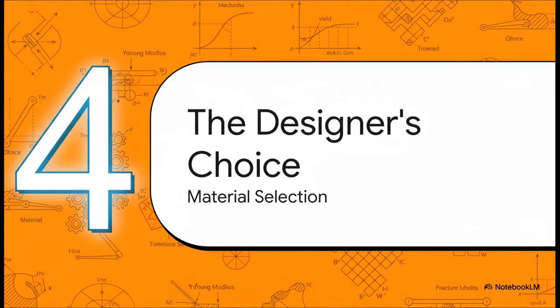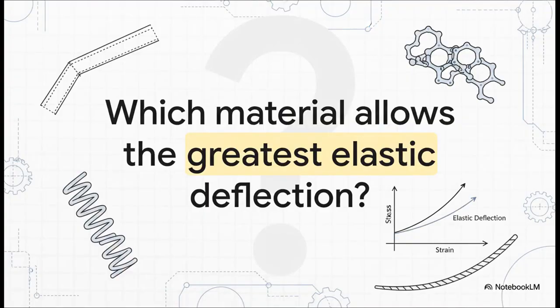So, this brings us to a really crucial question. How in the world do we pick the right material? How do we choose one that lets us get the largest possible flex without permanently breaking or bending it? This is honestly one of the most important choices a designer has to make. This is the million-dollar question for anyone designing a compliant mechanism.